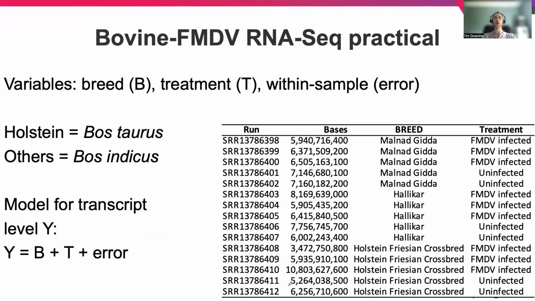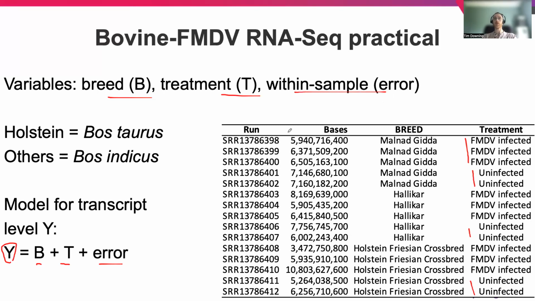So we can tabulate this. We have our breed and our foot and mouth disease treatment. Here you can see for each of the groups, you've got 3 foot and mouth infected and 2 uninfected, so that's a total of 9 versus 6. That comparison considers the breed, the treatment, and then the within-sample error. Therefore, we're considering that our level of expression of either a transcript or gene is proportional to some function of the breed, the treatment, the error, the sampling error, and other errors that are inbuilt into the variation observed for each particular sample.